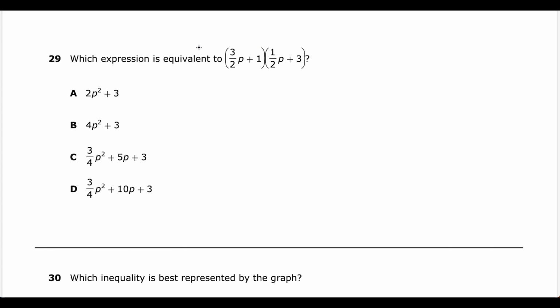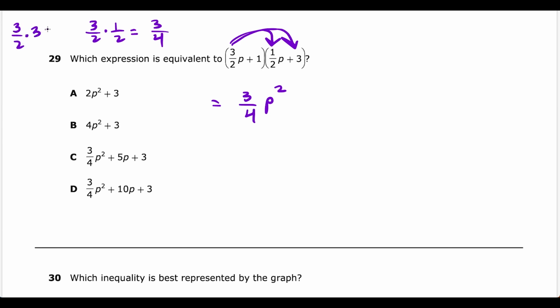Question 29, we just have to expand this here and just make sure that you distribute. So we're going to have 3 over 2p times 1 over 2p. And when you do 3 over 2 times 1 over 2, just know when you multiply fractions, you multiply the top numbers. 3 times 1 is 3, 2 times 2 is 4. So this would be equal to 3 over 4. p times p is p squared. And then we're going to have 3 over 2p times 3. And when you multiply a fraction like 3 over 2 by 3, just multiply the numerator of this fraction by the whole number. So we would have 3 times 3 is 9 over 2 like this.